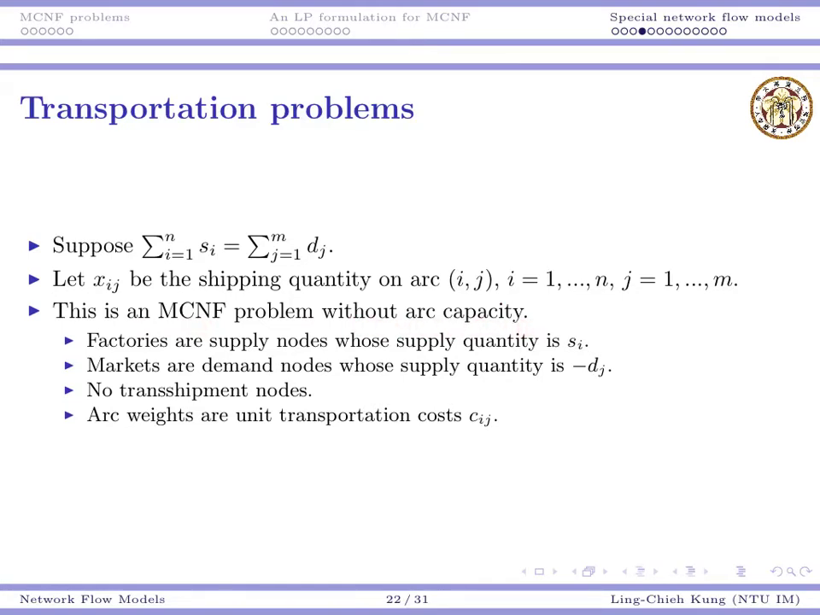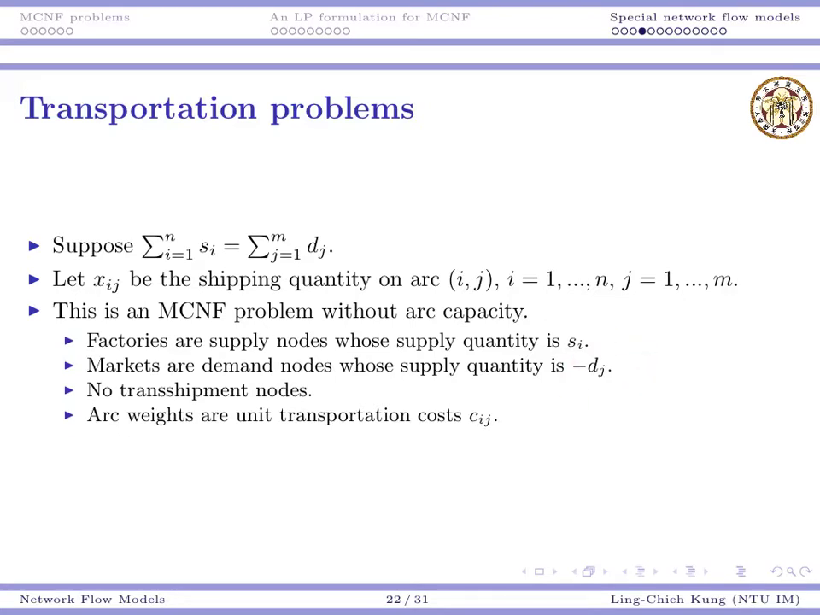Now, let's see why. First, we have factories. They are just supply nodes. Okay, we have markets. They are just demand nodes. The supply quantity at factories are Si, and the supply quantities at markets are negative Dj. Here these guys are negative.